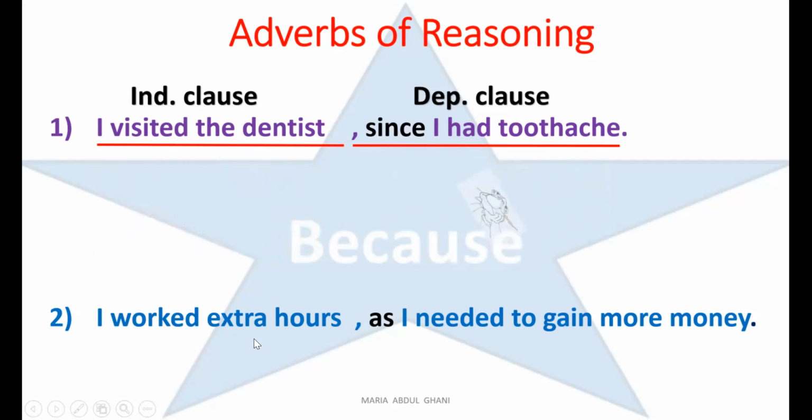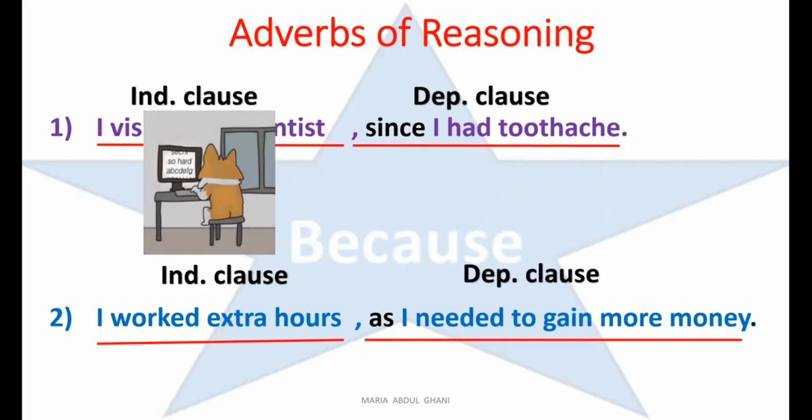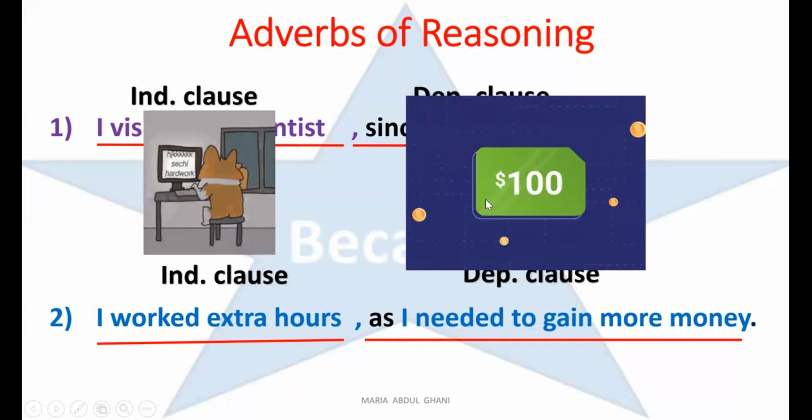Fine. Number 2, I worked extra hours as I needed to gain more money. What meaning does as give? It gives a reason. It's the same. We can use as, we can use since. They have the same meaning, or because. Yes. Good. Here he's working extra hours, working for a long time. Here independent and here dependent. And here you are the picture. He's working for a day and night. What is the reason? He wants to get more money.